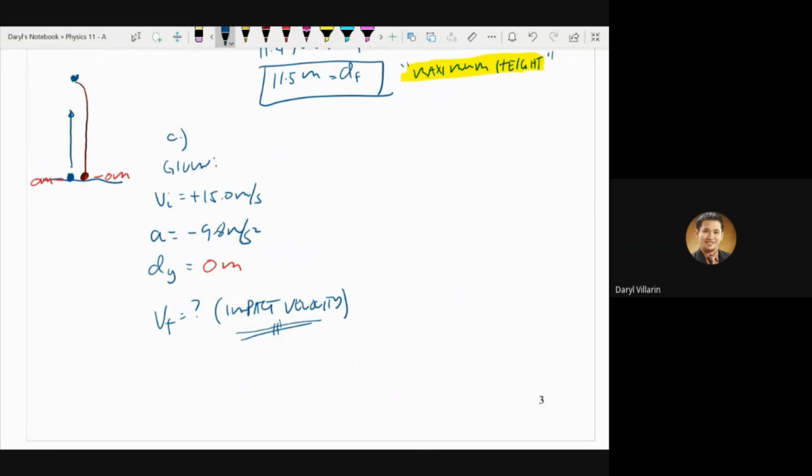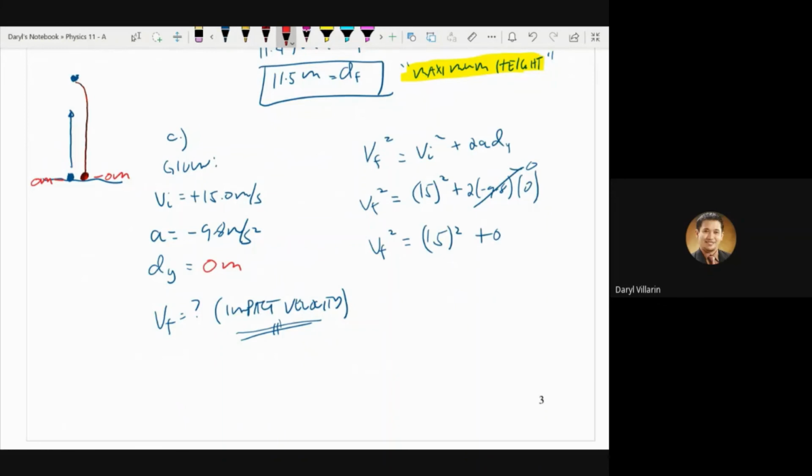Thank you. Okay, so again, I can use VF squared is equal to VI squared plus 2AD. And the final velocity is the one that is being asked. Initial velocity is 15 squared, plus 2 times negative 9.8 times 0. So if you can see here, VF squared is equal to 15 squared plus 0.